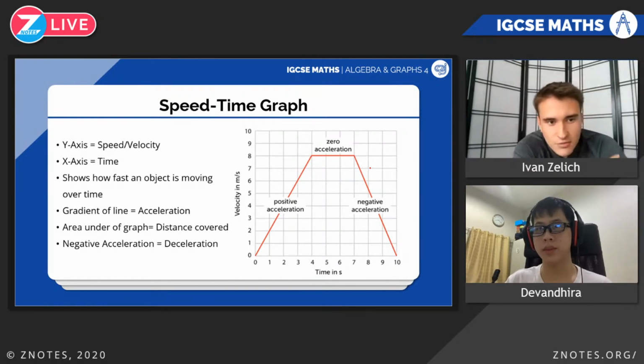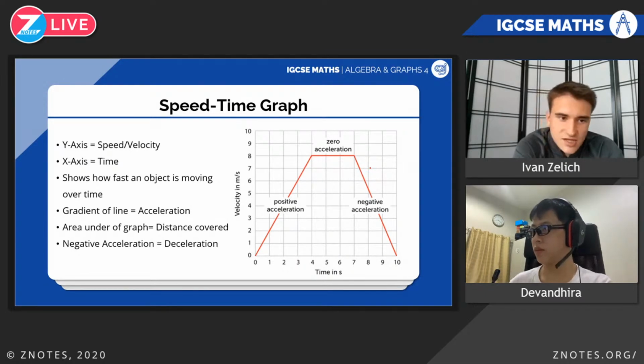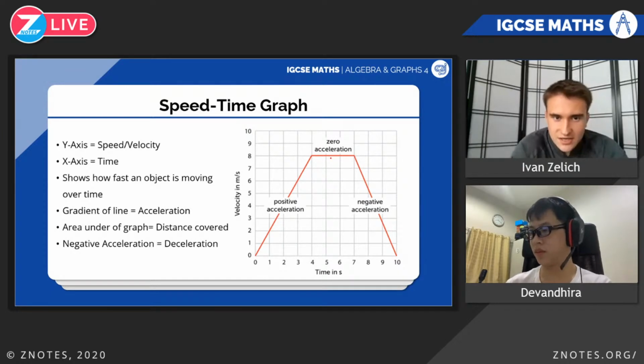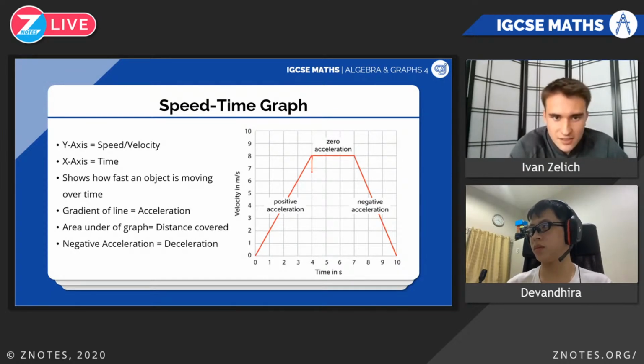Now, one interesting point: the area under the graph, this area we're looking at here, actually tells you the distance. So to calculate this area, you could calculate the area of this little triangle, this rectangle right there, and this little triangle here.